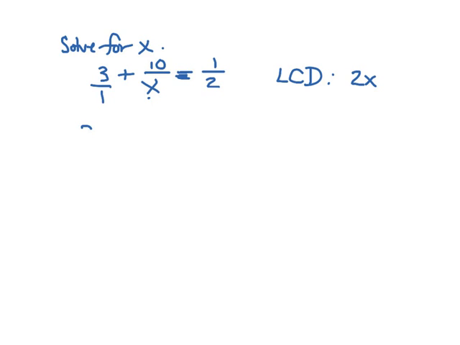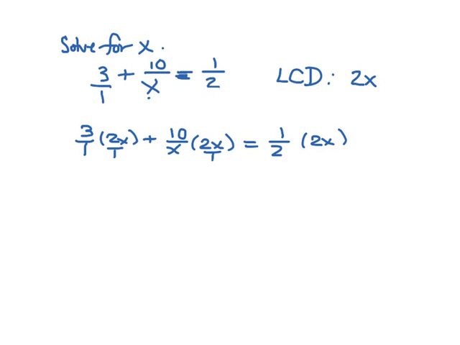So let's take 3 over 1. I'm going to multiply that by 2x. Plus, I have 10 over x. I'm going to multiply that by 2x. And I've got 1/2, and I multiply that by 2x. And remember, 2x is really 2x over 1, right? So now this evaluates to 3 times 2x, which is just 6x.